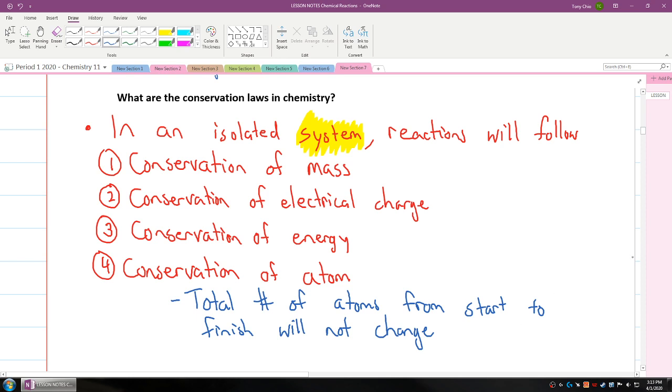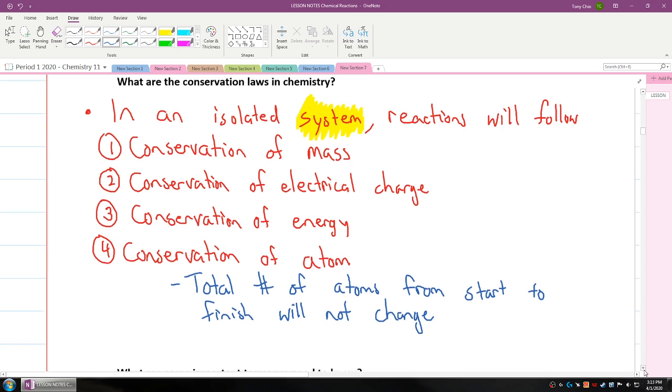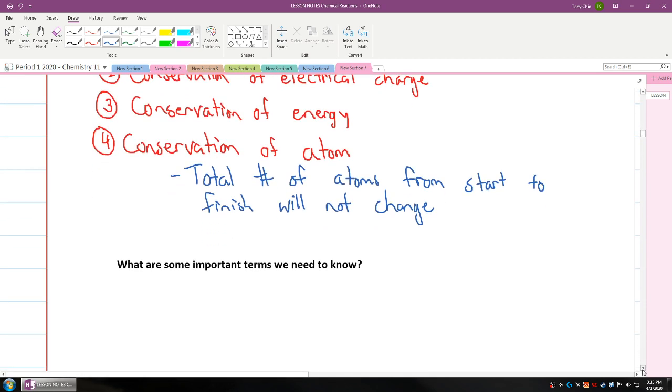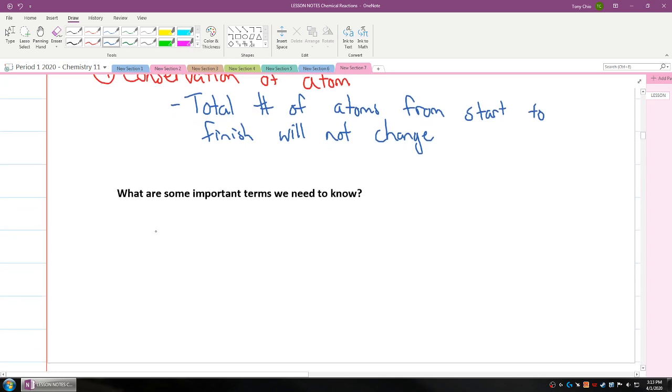So, this is what's going to help us balance. Okay? Now, we need to know some important terms before we progress, because if I say these terms, you need to know what they mean. One of the first terms you're going to need to know for this lesson is what a reactant is. A reactant is our starting chemicals.